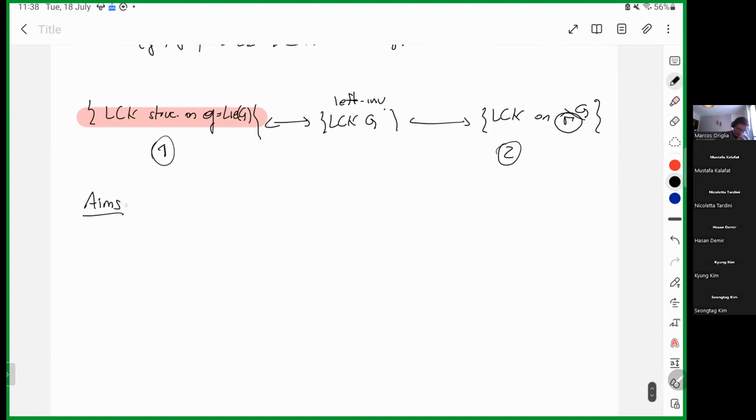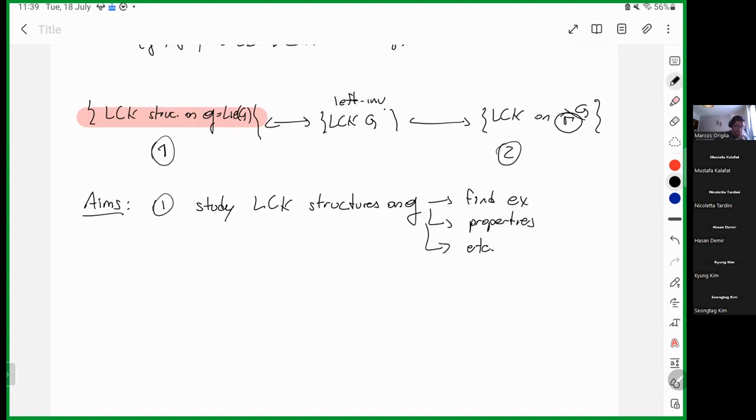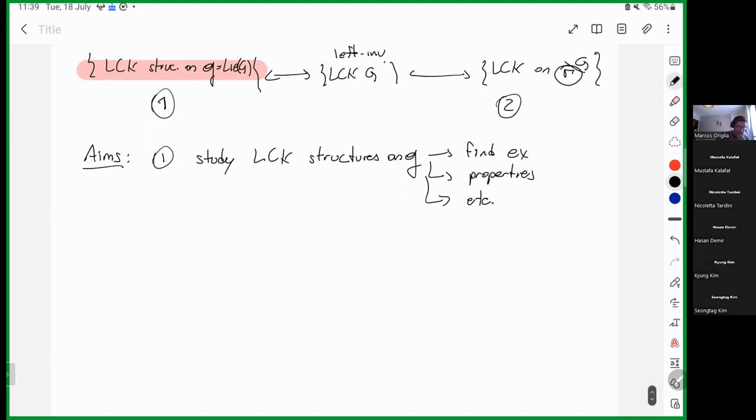Let me just write down what I said. So the aim: normally the first part is to study properties like LCK, for instance. I focus on this structure, but you can pick any structure you want. Structures on G, on the Lie algebra. Here you can find examples, properties, try to classify the algebras with some structure in low dimensions, whatever you imagine. And the second part is the existence of lattices on G.